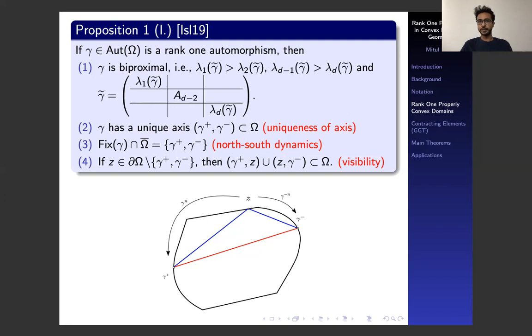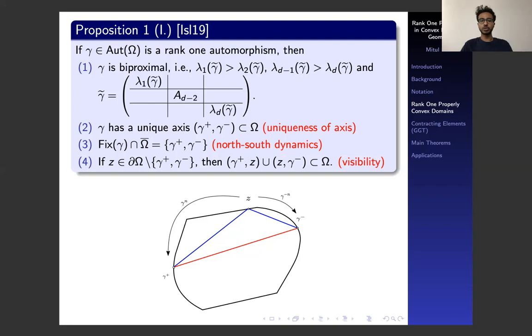So if we pick any other point z from the boundary of omega, then that z is not a fixed point. This gives us north-south dynamics. What I mean by that has been explained in the picture at the bottom of the slide. Because z is not a fixed point, if I look at gamma to the n z or gamma to the minus n z, it converges to gamma plus or gamma minus respectively.